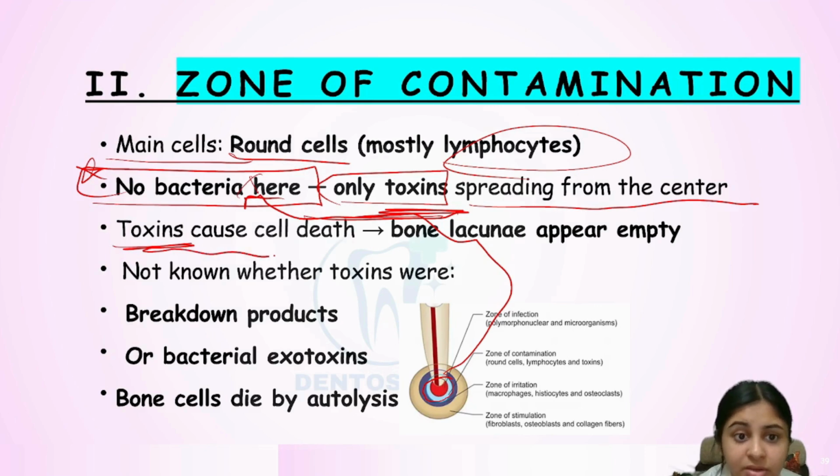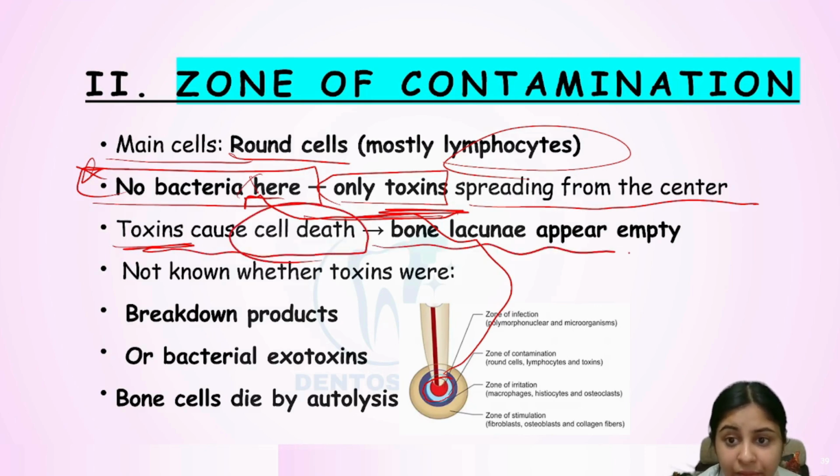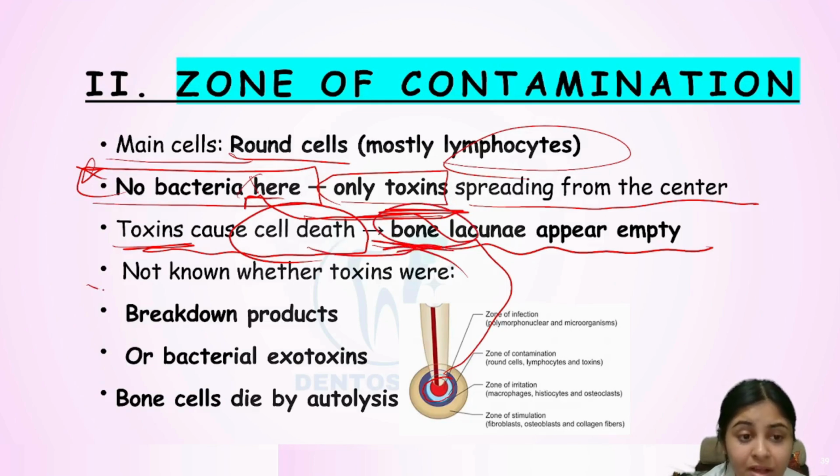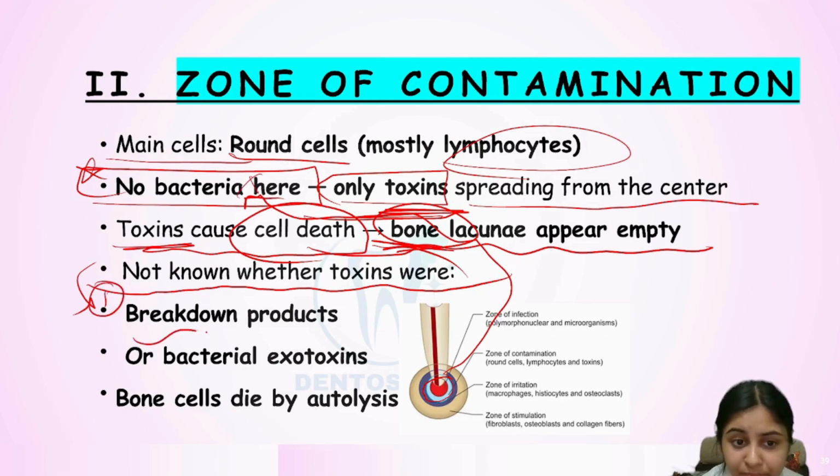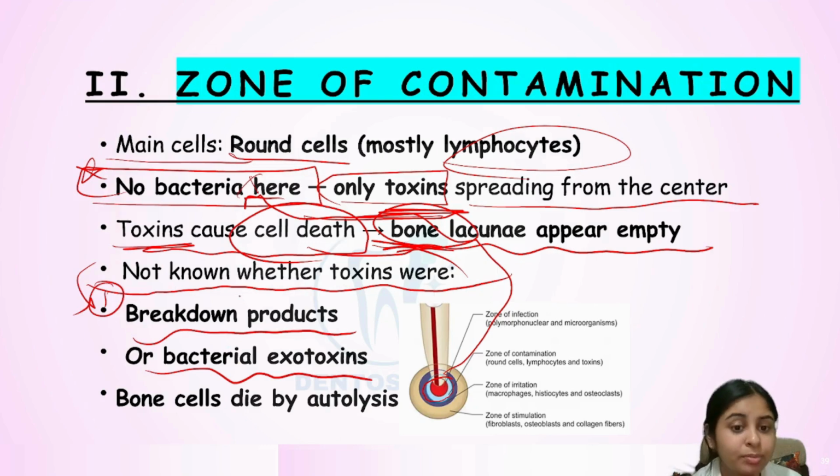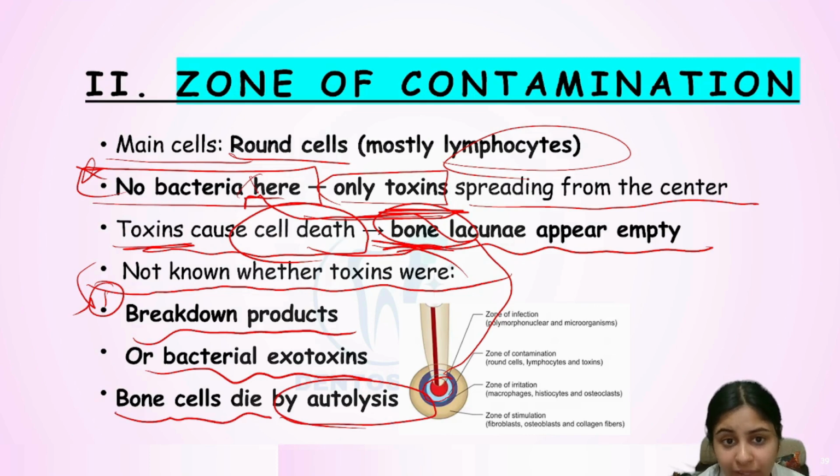Now these toxins cause cell death, that is, the bone lacunae appear empty because they cause the death of this bone. But it is not exactly known whether these toxins come from bacterial breakdown products or bacterial exotoxins, so the bacteria produce toxins, or the bone cell dies itself by autolysis. So here we don't know exactly the etiology of these toxins, but only the toxins are present, not the bacteria.